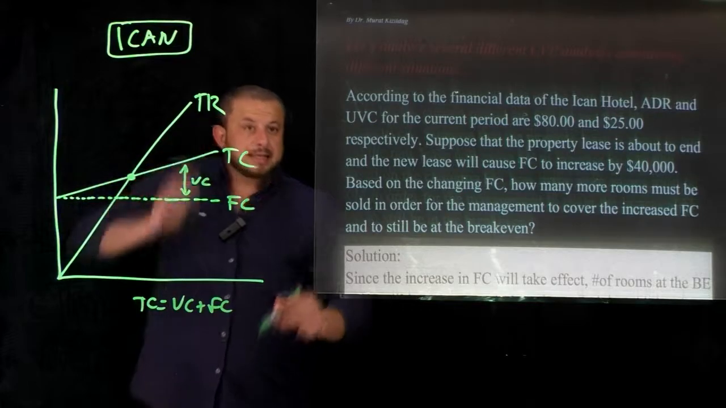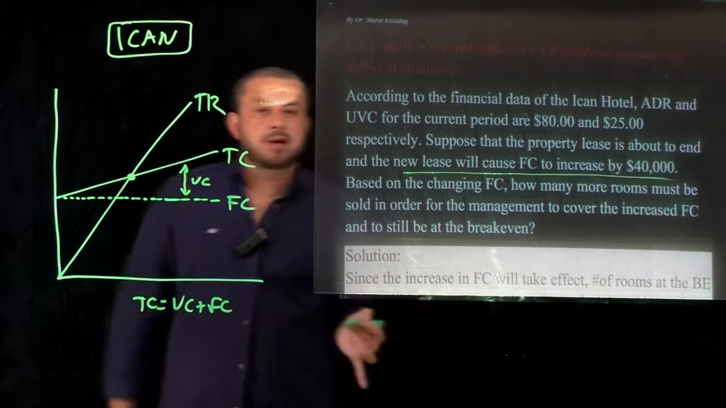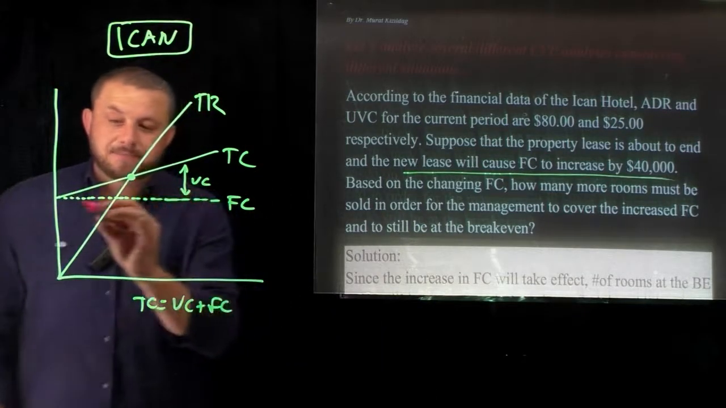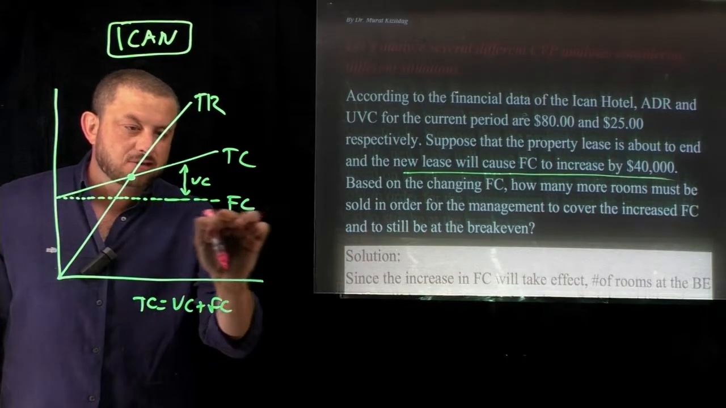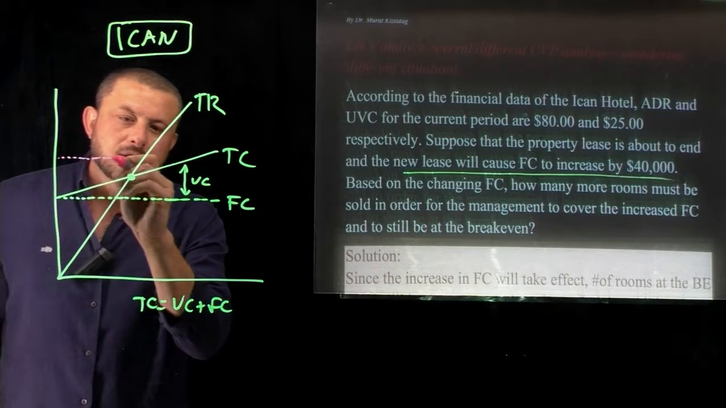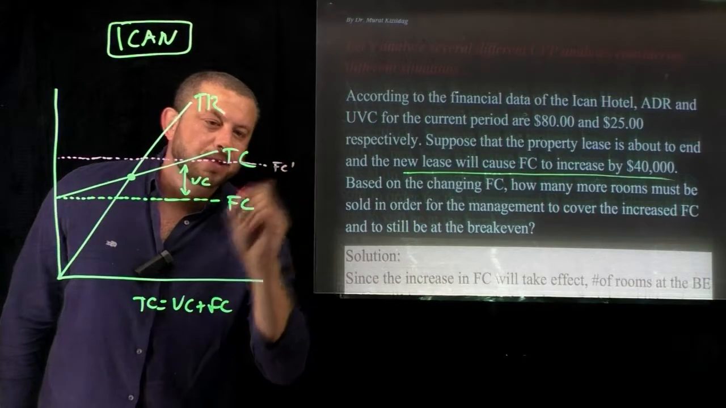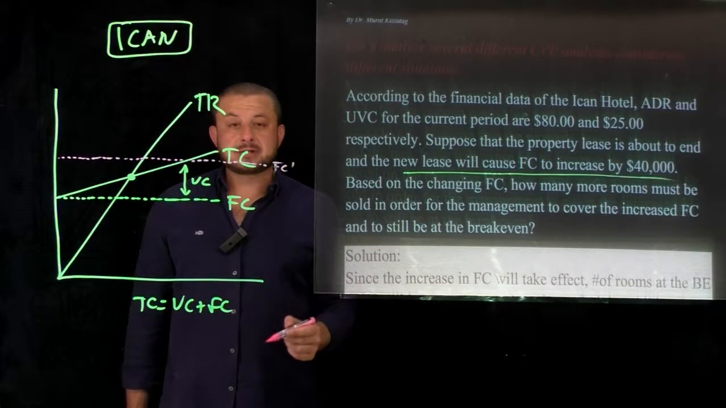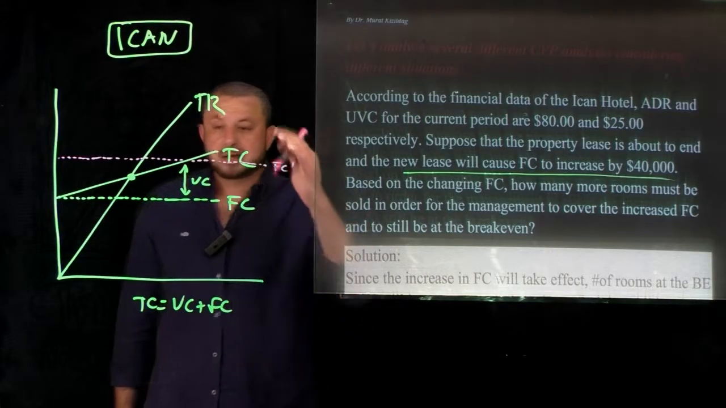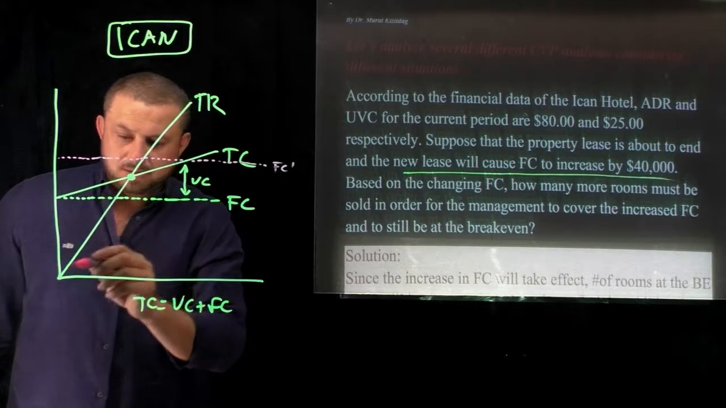So for the ICANN hotel, look, fixed cost will increase by $40,000. What's going to happen to fixed cost is that now this is the current fixed cost item right here. Imagine that fixed cost is going to increase, which is the purple line, fixed cost prime, is going to increase by $40,000.